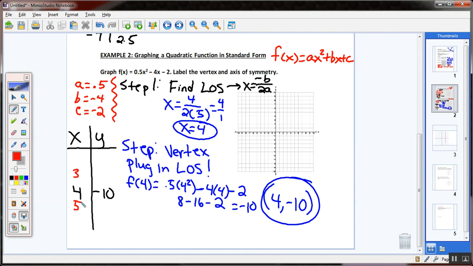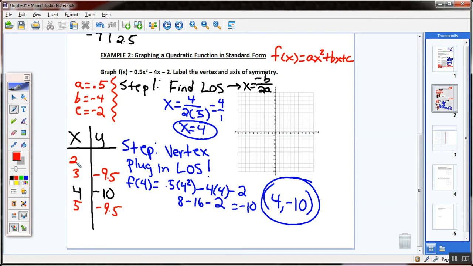Negative 9.5. So if we're talking about quadratics being symmetric, if I get an output of negative 9.5 when our input is 3, and you know the vertex is here, what's your output going to be when x is 5? Negative 9.5. You got it.